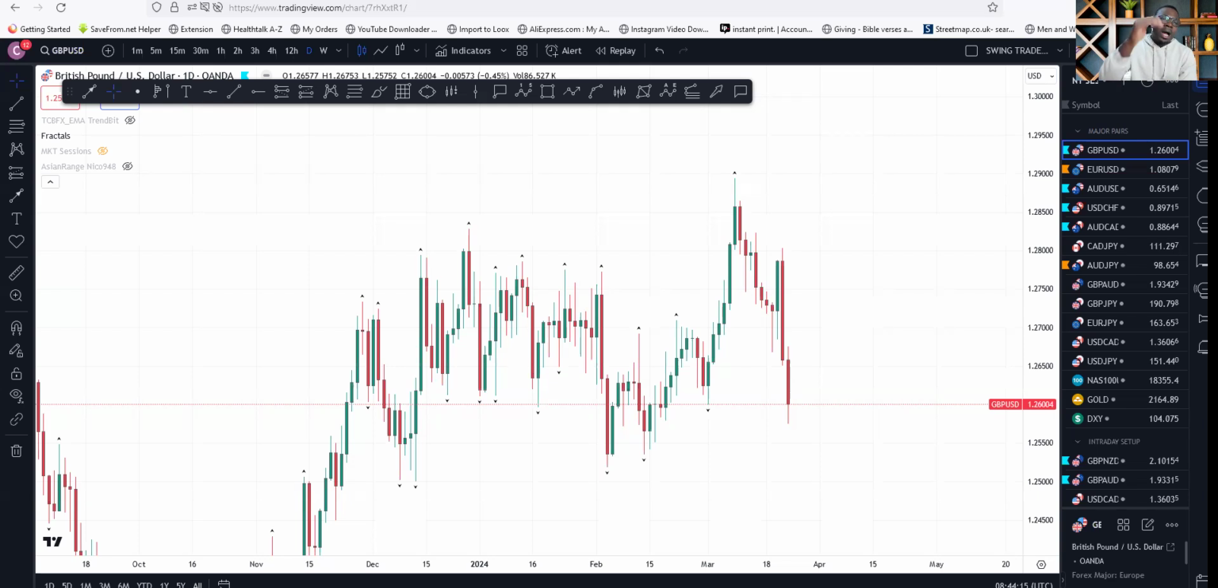Welcome to our weekly forecast analysis on GBPUSD and EURUSD. Those are the pairs we're looking at this week, week 13. Wow, how time flies. The year is running so quickly. In a couple of days from now, we'll be in April, and we'll be looking at another quarter of the year, the second quarter. But anyways, let's look at what we have on the chart for the week.